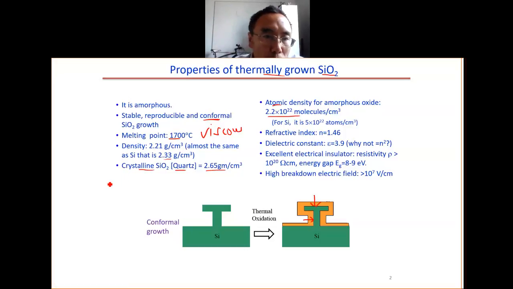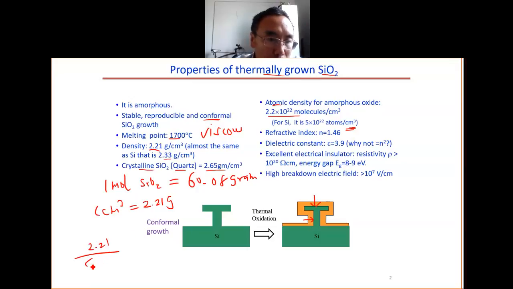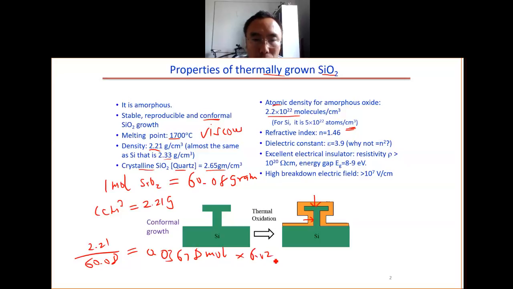We know that 1 mole of silicon oxide equals 60.8 gram. Now we look at 1 cubic centimeter, which equals 2.21 gram. Then 1 mole, so 2.21 divided by 60.8 is equal to this many mole. So 1 cubic centimeter equals this many mole. Then we multiply by Avogadro's number, and you get this number. The refractive index n equals 1.46.